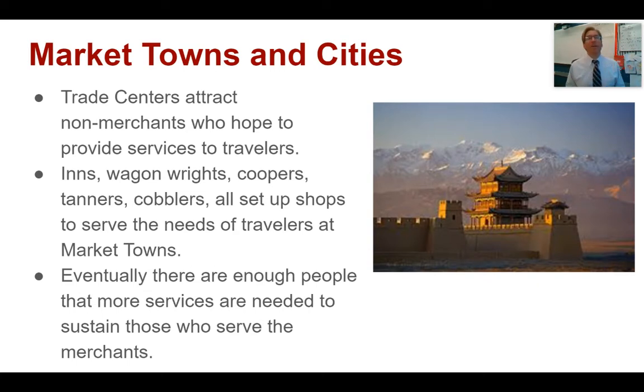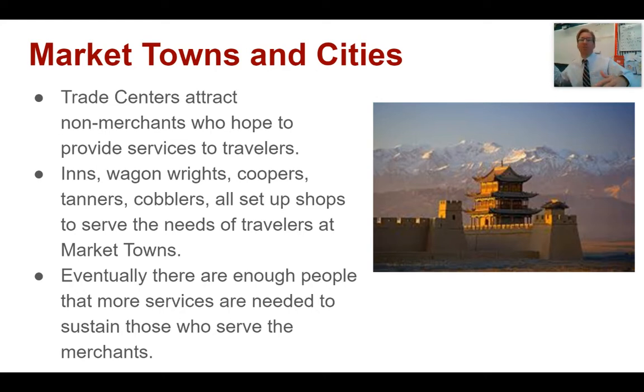Now, these trade centers also attracted non-merchants, because if you're going to have a lot of merchants together in an area trading and exchanging goods, they're going to need other services too. So you get inns, places for them to sleep, wagon wrights, people to fix their wagons, coopers to make barrels, tanners with leather, cobblers for new shoes. All different kinds of shops get set up in these medieval market towns that start to pop up all along the Silk Road, and especially in areas of China. This wealth becomes really important to developing the strength of that nation. Now, eventually, there are enough people there that more services are needed just to sustain those who serve the merchants. So if you have enough wagon wrights who are there, they're also going to need food.